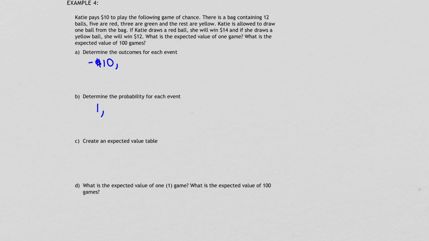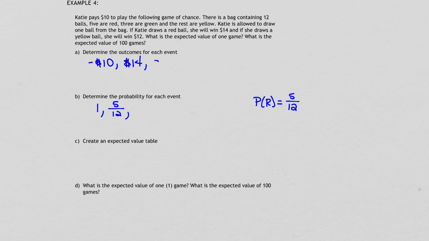Then the next outcome would be that she wins $14. And she would win $14 if she draws a red ball. So we need to know the probability of drawing a red ball. 5 red out of the total of 12. So the next probability is 5/12.